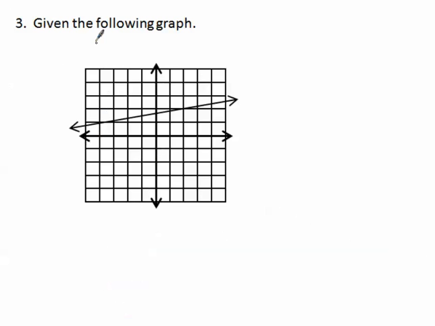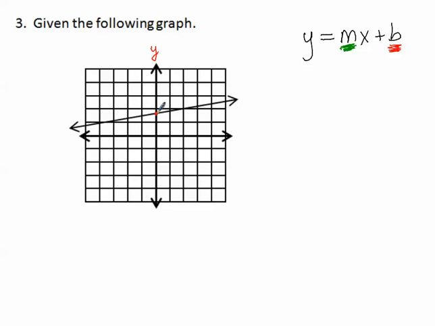Number 3, given the following graph. So again, let's recall we need to write our equation in slope-intercept form, y equals mx plus b. What are the things that we need? An m, the slope, and b, the y-intercept. Now last time we were able to look at the y-axis and go find where the y-intercept is.